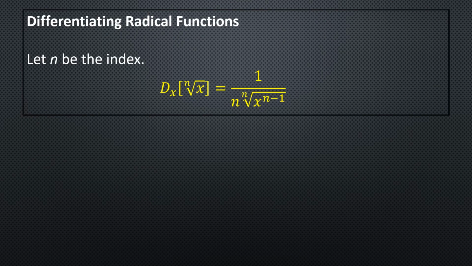In differentiating radical functions, we're going to observe here the index. Okay, observe the index. So nth root of x. What you will do here is bring down, copy the index, that is n. The index n does not change, it is still the same. And then index n minus 1 becomes the exponent of x in the radicand.